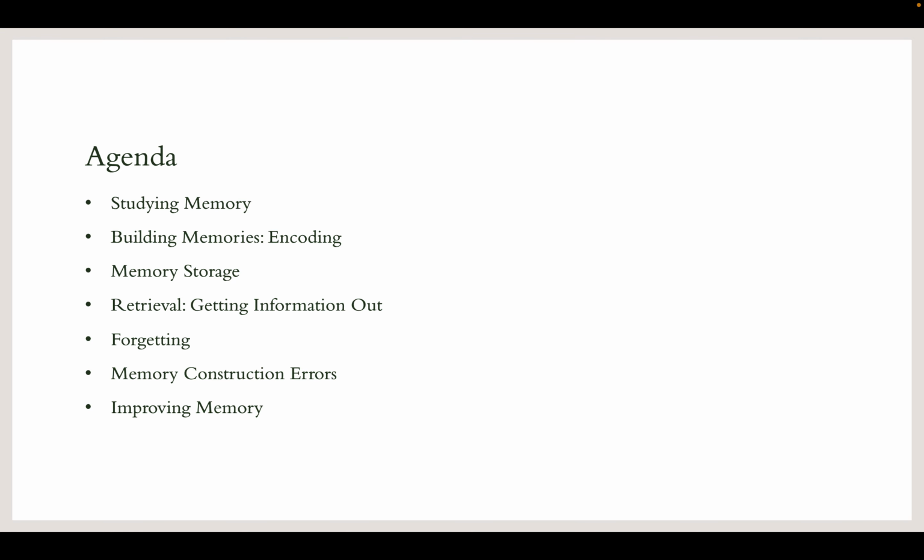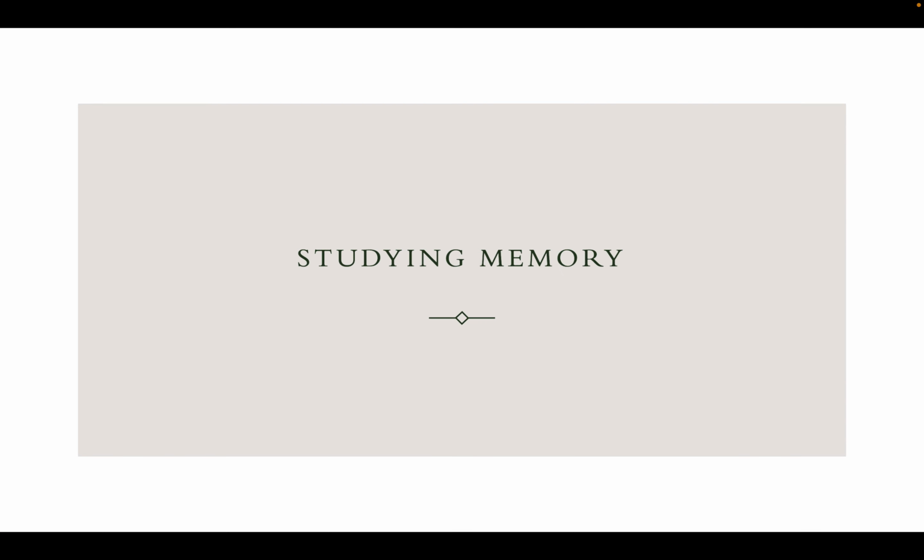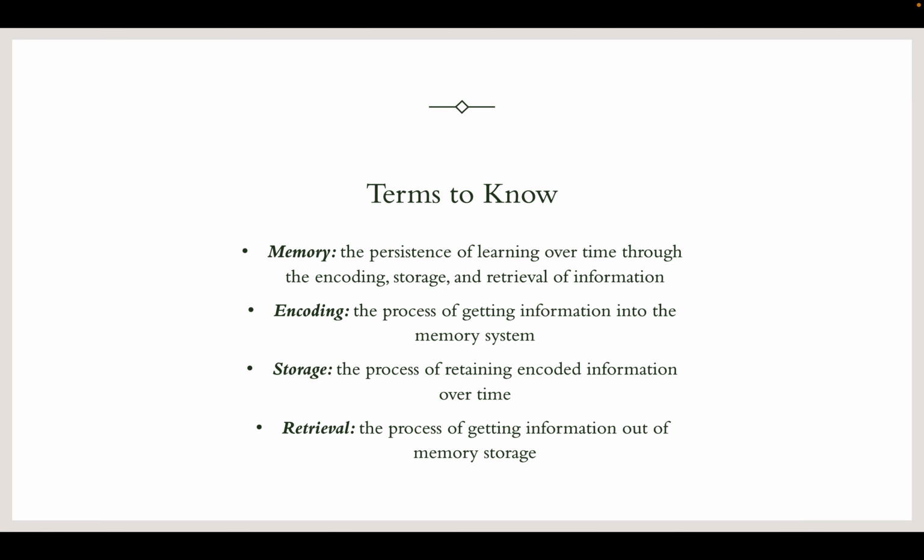So first off, we're going to talk a little about studying memory and how that works. Then we're going to talk about encoding, so building memories, then memory storage, retrieval, how we get information out of our memory storage. Then we'll talk about forgetting, memory construction errors, and steps we can take to improve our memory. So first off is studying memory.